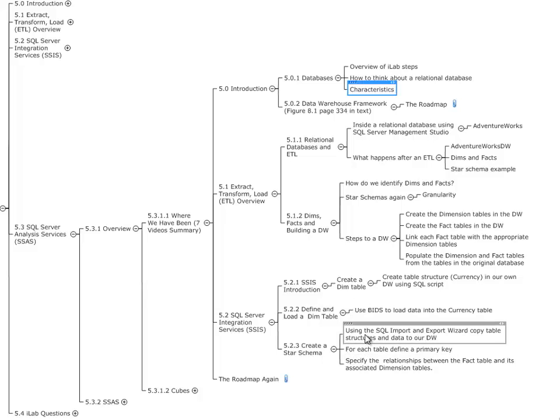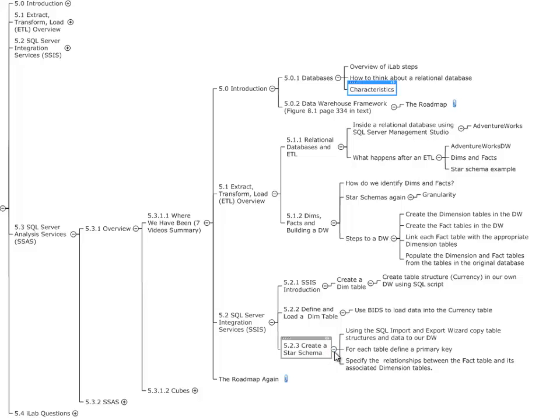We used the SQL import and export wizard to copy a table and its structure and data into our warehouse. For each table, we defined a primary key internally to our data warehouse, and we specified the relationship. So we actually built a star schema inside that.